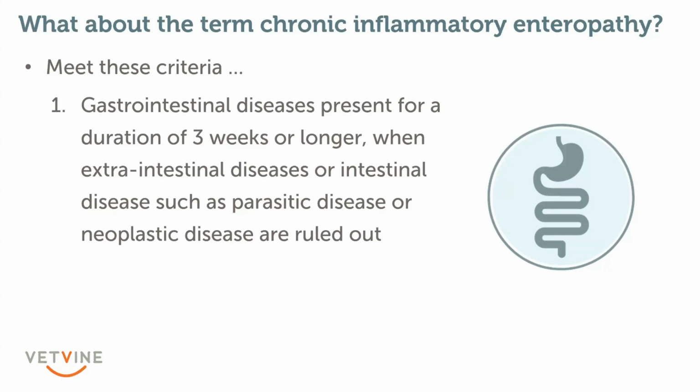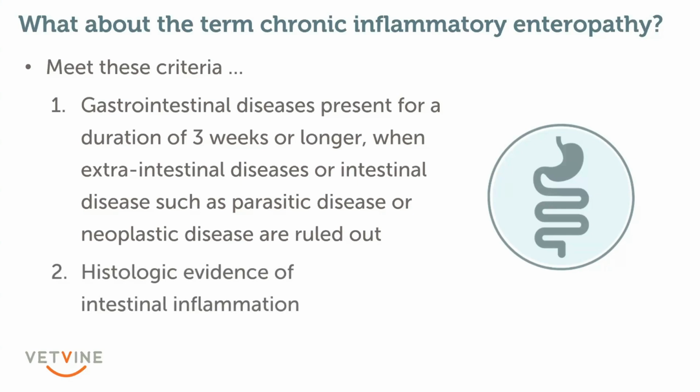When you add the term inflammatory, that means you've biopsied the patient. And so that's where number two comes in for the term CIE, is that you also have histologic evidence of intestinal inflammation. So generally, we use the term chronic enteropathy for a dog who meets the criteria for point number one. Once we've biopsied them, we tend to use the term chronic inflammatory enteropathy.